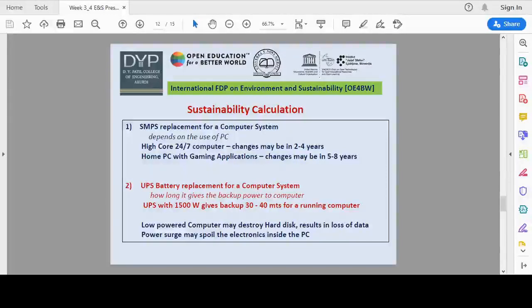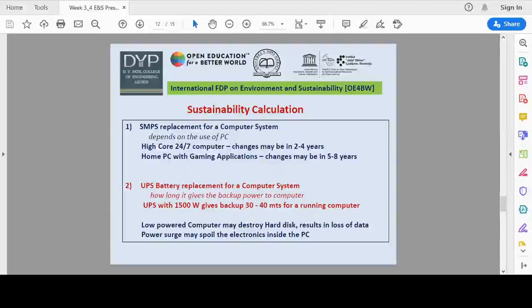Values like SMPS replacement requirement and UPS battery replacement requirement can be given to the students as awareness. Mostly SMPS are replaced in a lab for many of the computers. It depends on the usage of the SMPS, on how effectively we are using the PC. For a high-core 24/7 computer, the SMPS may be changed in 2 to 4 years. For a home PC, it may require its SMPS to be changed in 5 to 8 years.